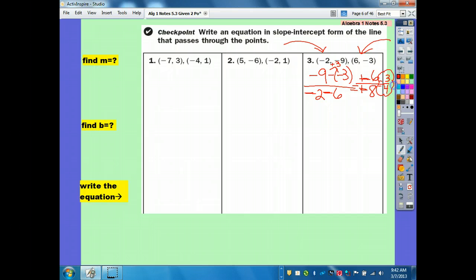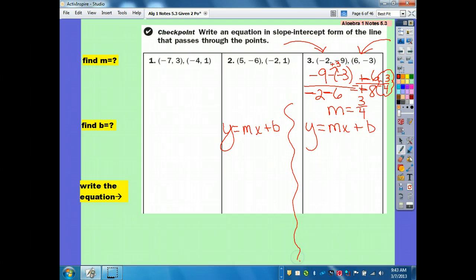Oh, goody! Another fraction. Look at all the people just jumping for joy out there. So I know my slope now equals 3/4. Y equals mx plus b. We will all come up with the same y-intercept.